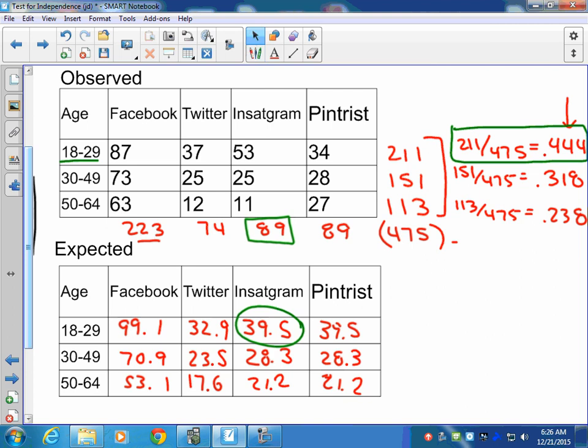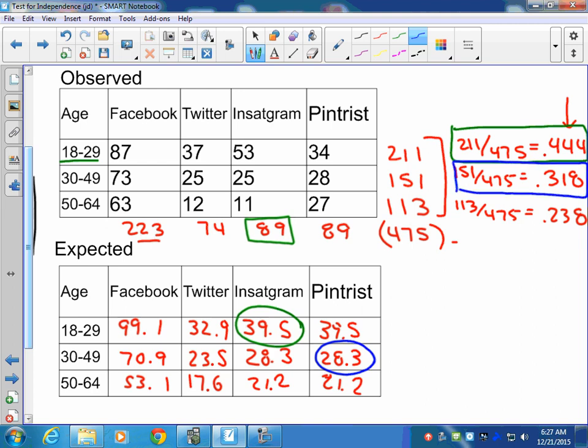Okay, let's take a look at just one more and show you how we get an individual expected value. I want Pinterest for the 30 to 49-year-olds. Okay, I need the 30 to 49-year-old proportion for that category, and then I'm going to multiply it times the total to get that value.